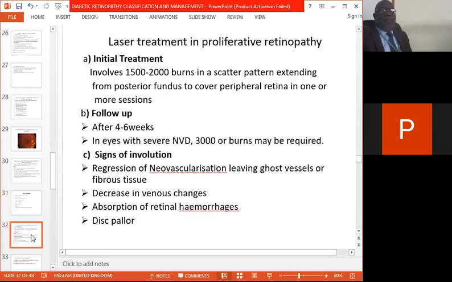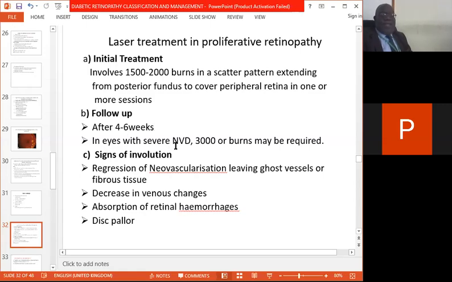Laser treatment in proliferative retinopathy. Initial treatment involves 1,500 to 2,000 burns in a scatter pattern extending from the posterior fundus to cover peripheral retina in one or more sessions. In other words, you can do today, come next week again, you continue like that. It doesn't have to be one day until I finish, no. Follow-up after 4 to 6 weeks.